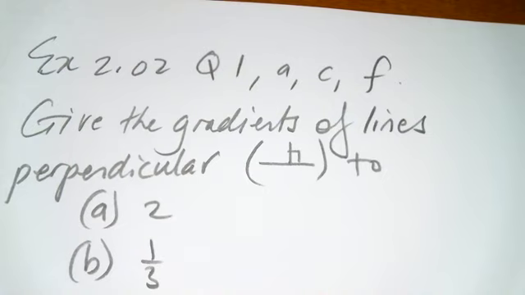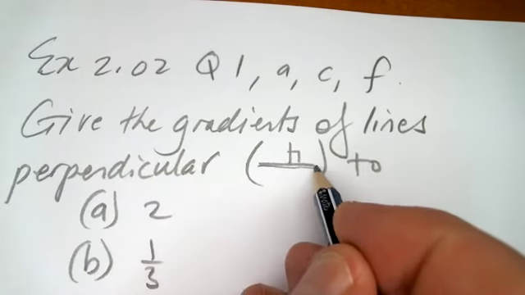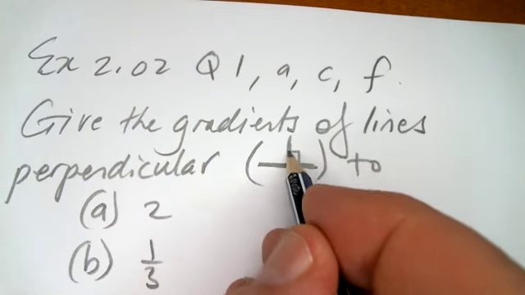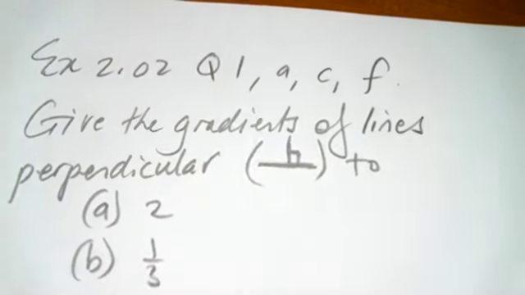Okay, exercise 2.02, question 1, A, C, and F. Here we have to give the gradients of lines perpendicular to these particular gradients. So if we know the gradient of lines, we're able to find lines that are perpendicular to the lines with these gradients. And notice, by the way, the symbol for perpendicular is a horizontal line, a perpendicular line, and a little square indicating it's at 90 degrees.